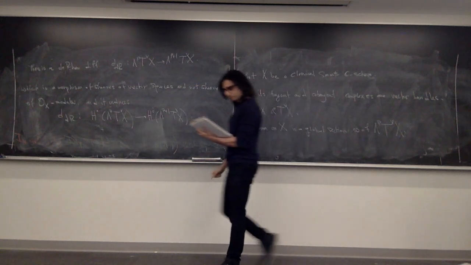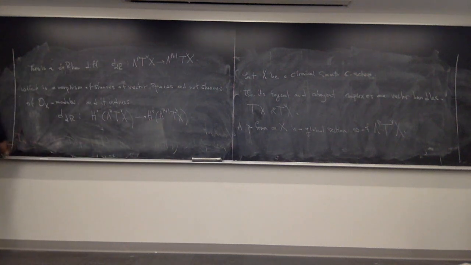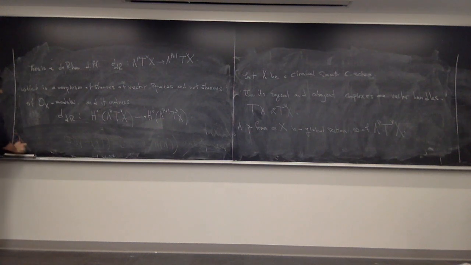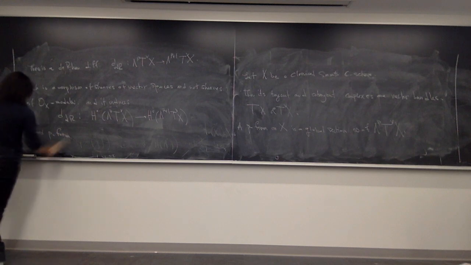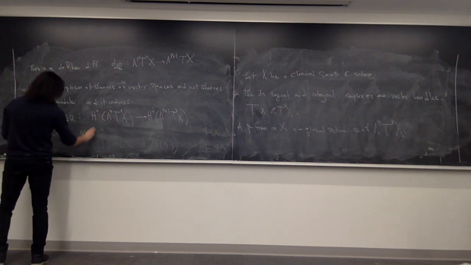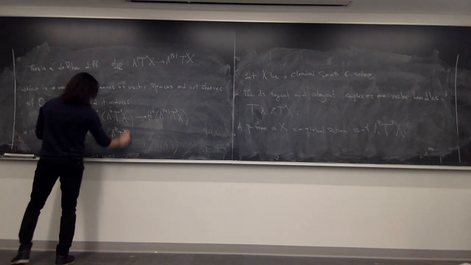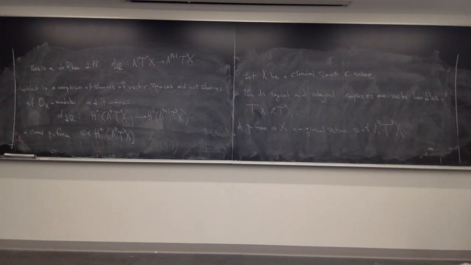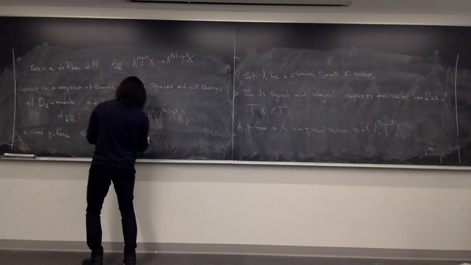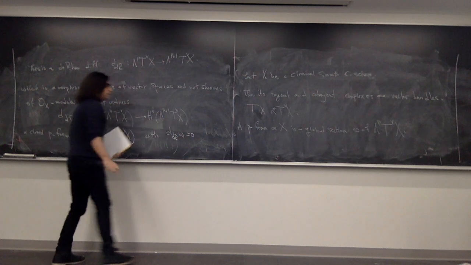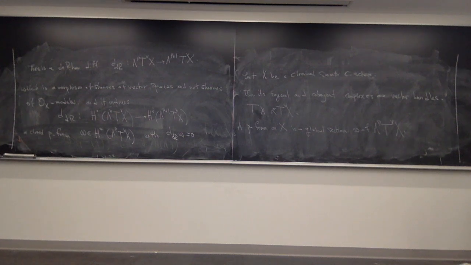Now, a closed P-form omega is some element of H0 of lambda P of the cotangent bundle, such that under this morphism it vanishes, right? Such that d de Rham of omega equals 0. So this is what a closed form is.